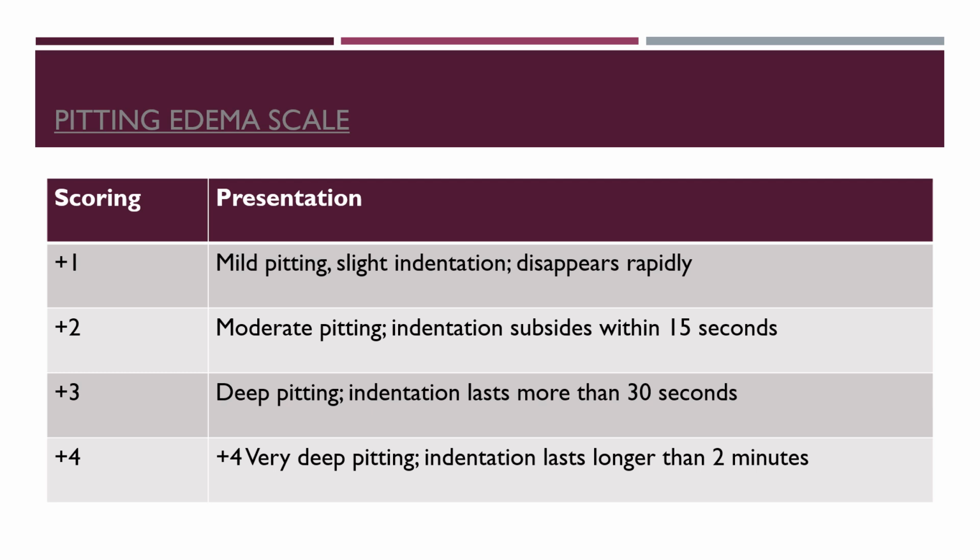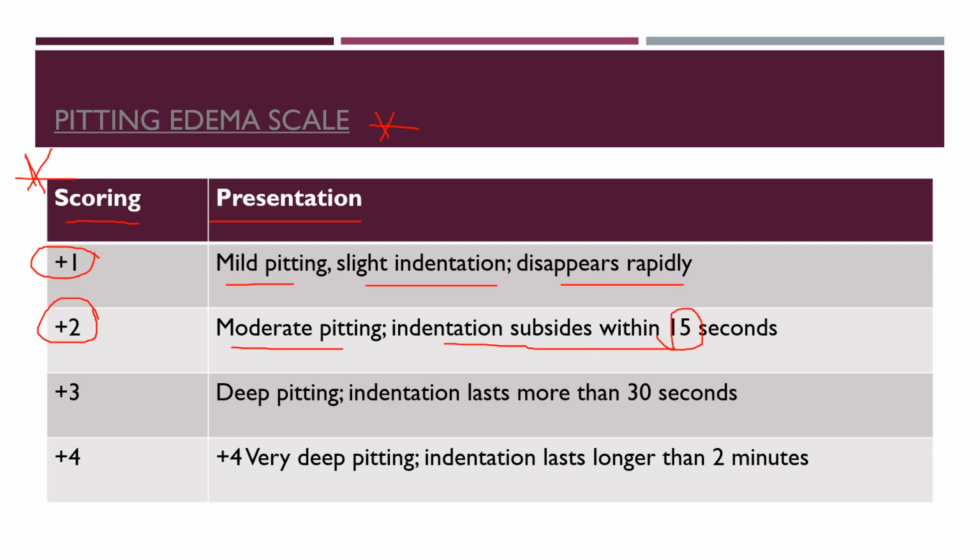So let's look at this pitting edema scale. Again, I linked a little video right here so that you can go watch a very short example of what pitting edema looks like. We have our scoring system here and we have our presentation on the right. This is something that you will need to star and know, this pitting edema scale here. So we have our scoring of +1, which presents with mild pitting, slight indentation of the skin, but it disappears rapidly, so that skin rebounds really quickly. Getting into our +2, now there's moderate pitting. The indentation subsides within 15 seconds, so it takes a while for that skin to rebound.